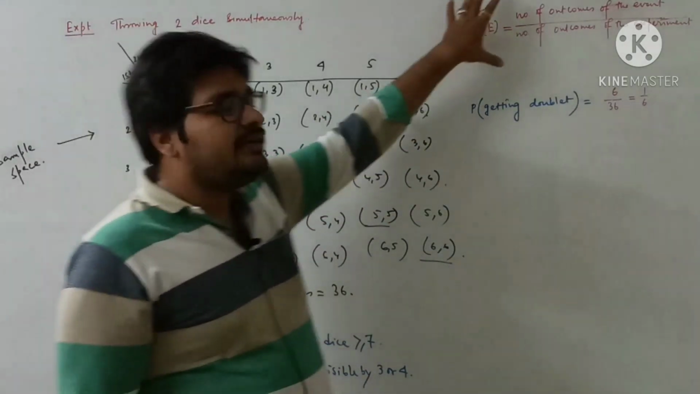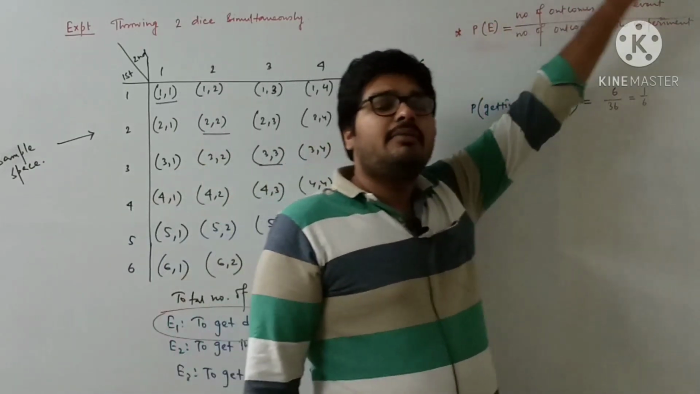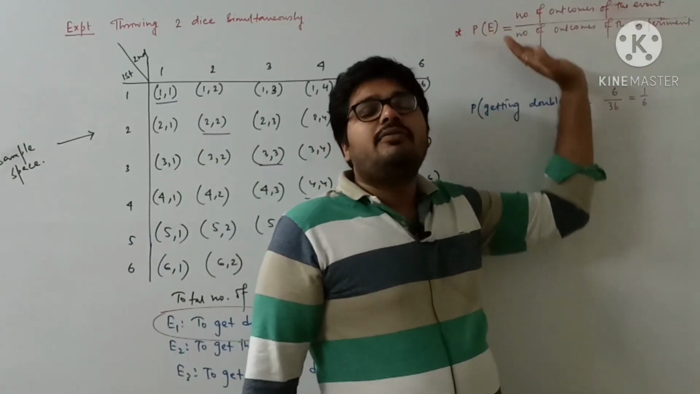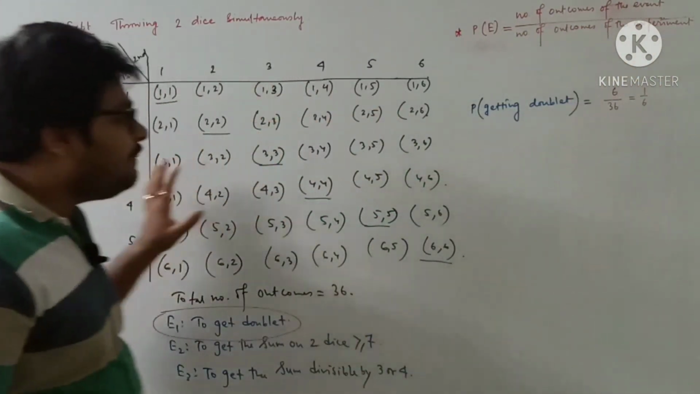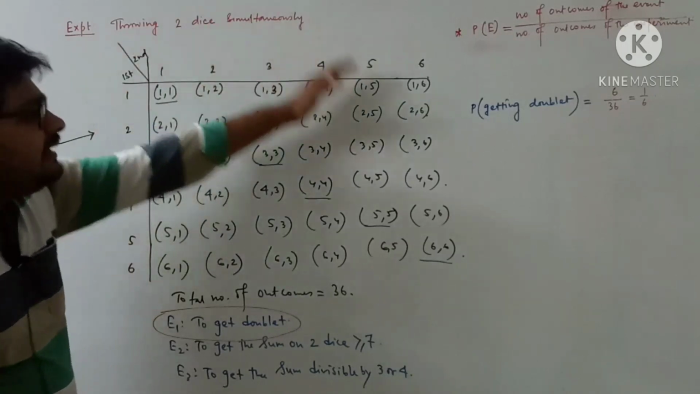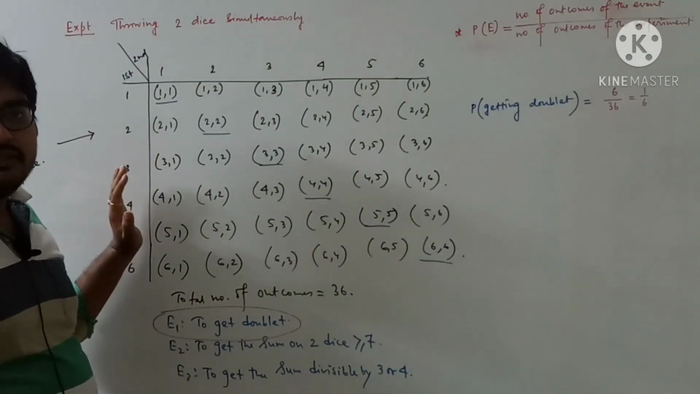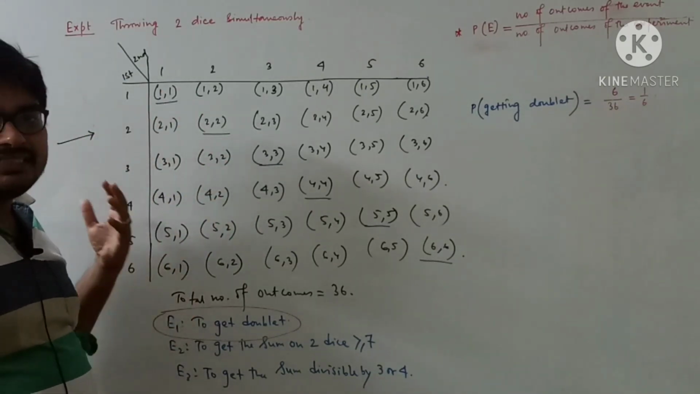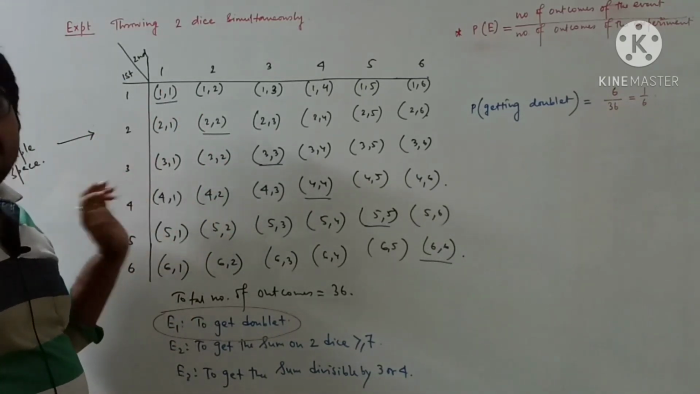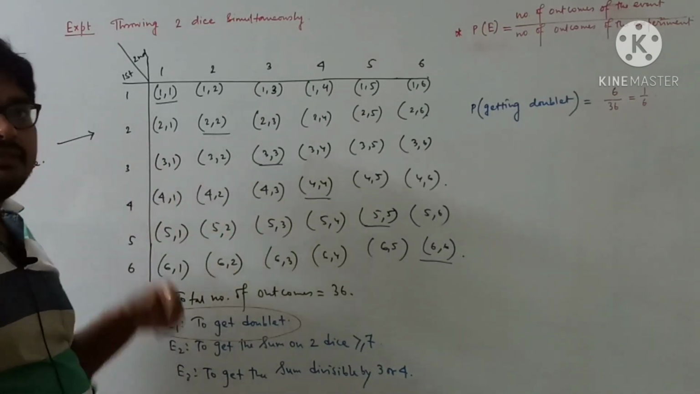And what is the formula to find out the probability? Probability of an event is the total number of outcomes of the event by total number of outcomes of the experiment. What is sample space? Experiment related all outcomes should be considered as sample space. All the samples which can occur from this experiment are to be written here. So sample space is all the outcomes of an experiment.